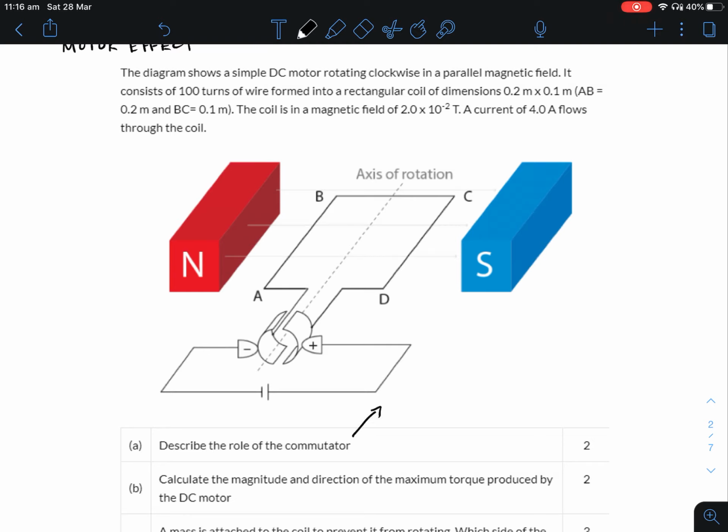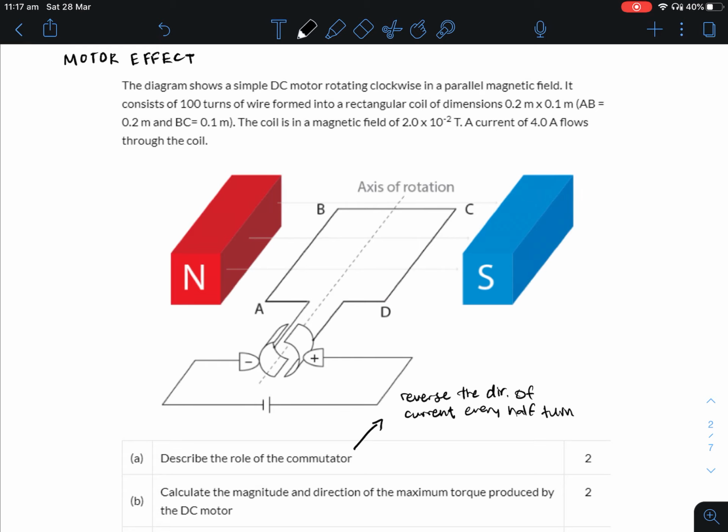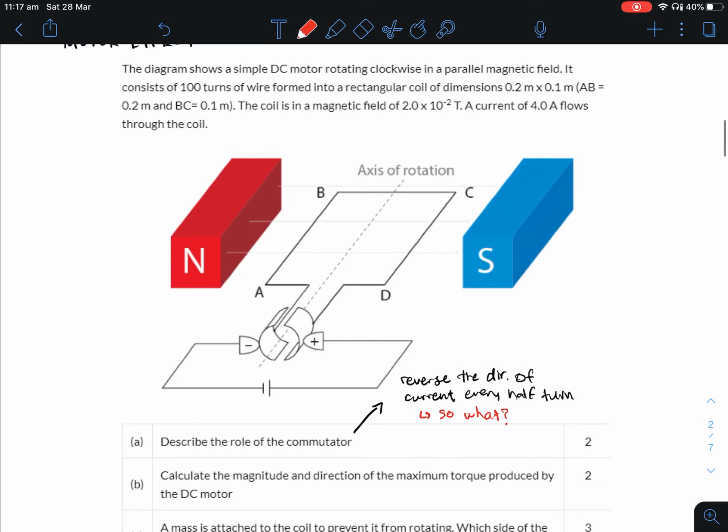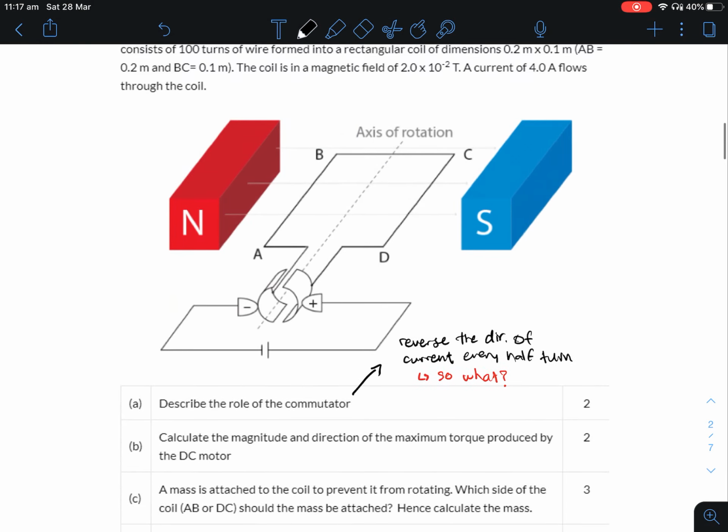Well, very quickly, we know that the role of the split ring commutator is actually to reverse the direction of current. It does this every half turn or every half cycle. All right. Now, if you just wrote that, that won't give you full marks, actually. You need to sort of answer the question, well, so what? Why does it do this? Why does it reverse the direction of current every half turn? Give me a reason, right?